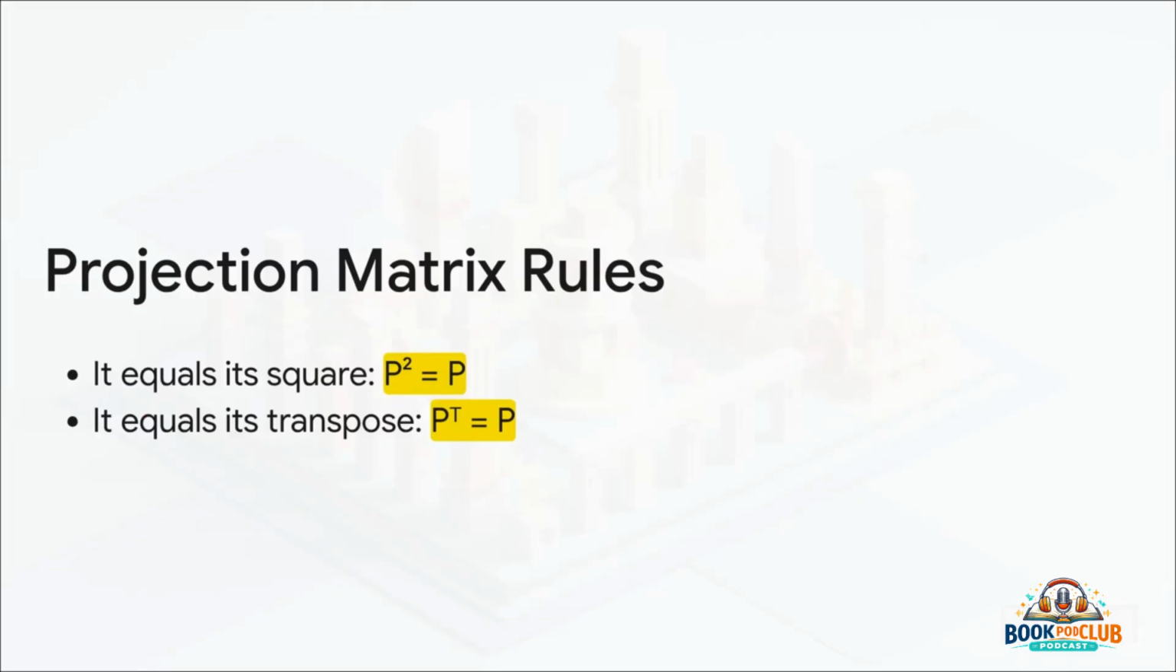So if you ever want to spot a projection matrix out in the wild, you just need to check two things. First, does it follow that shadow of a shadow rule, where p squared equals p? And second, is it symmetric, meaning it equals its own transpose? If it passes both of those tests, congratulations, you found a projection matrix. Those two rules are its complete identity.